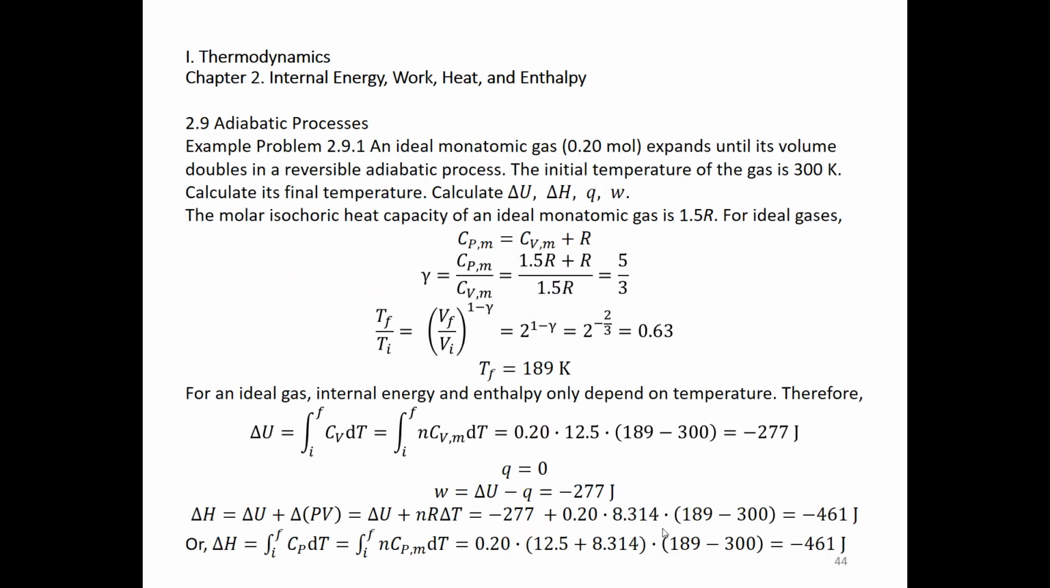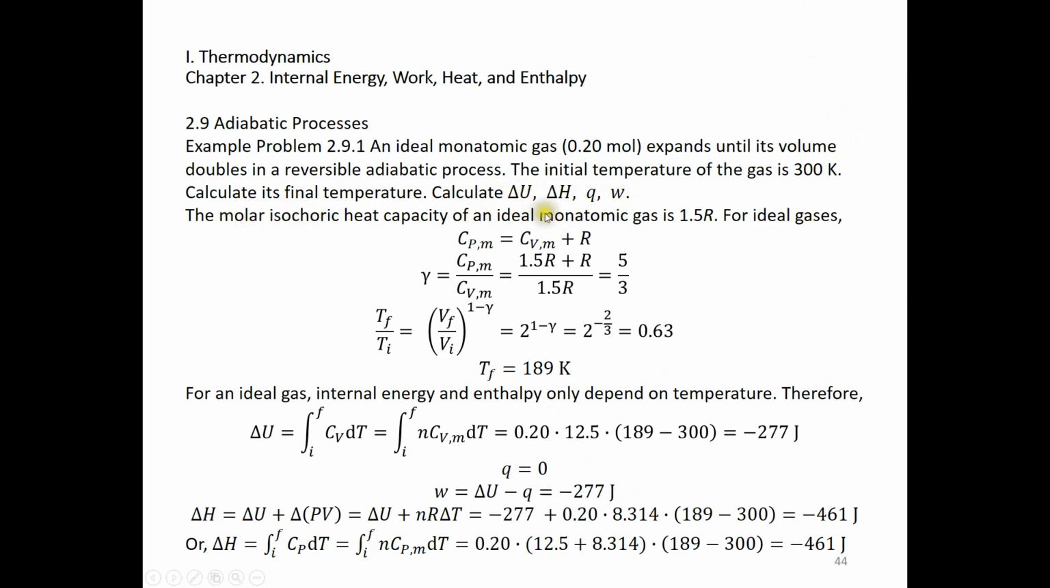Now some numerical examples. Let's look at 2.9.1. An ideal monatomic gas expands until its volume doubles in a reversible adiabatic process. The initial temperature is 300 Kelvin. Calculate its final temperature first, and then calculate delta U, delta H, Q, and W.